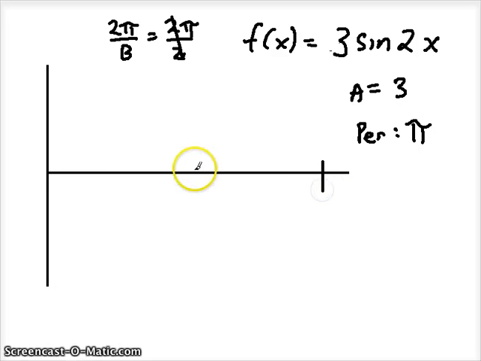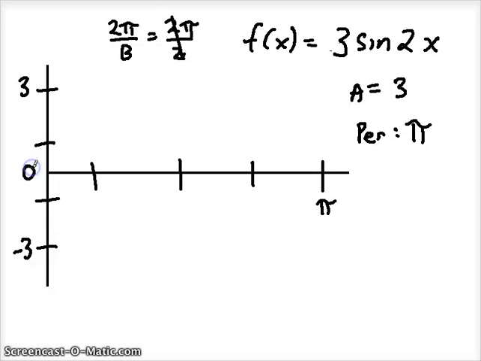I can then start to fill out my graph here. Here are my 5 key points. I got 0, and I got my period length. Let's figure out the y-axis real quick. I know that the maximum is my amplitude, 3. So the minimum must be the opposite of that, -3. 0 is always going to be in the middle. So I know my range is going to go from -3 up to +3.